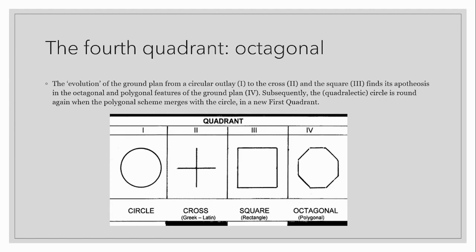Subsequently, the quadratic circle is round again when the polygonal scheme merges with the circle in a new first quadrant. So it kind of goes from number 4 back to 1 again, essentially. I want to point out, in case it's not clear, this octagonal shape, number 4, is associated with water. So it is associated with baptistries typically, but it also has 2 other significance and meaning, which we'll look at later.